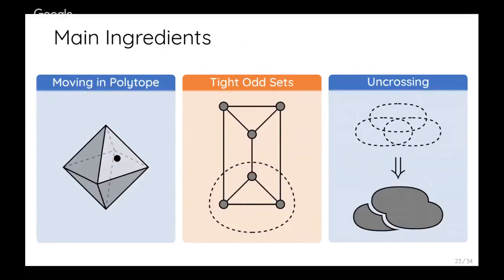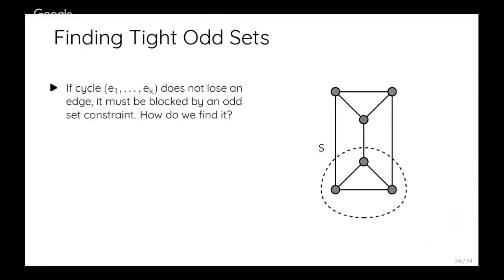So now let me go to the second ingredient, which is finding the tight odd sets, okay? So the idea was that if you had a cycle and you moved along it or you exhausted it, so you no longer can move alongside it, then it must be either blocked by an edge or by an odd set constraint. It's easy to determine whether it's blocked by an edge. You just figure out whether x_e is zero for any of the edges. But if that's not true, then it must be blocked by an odd set. How do you find that odd set?